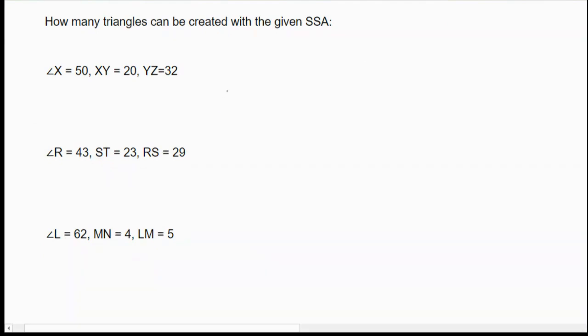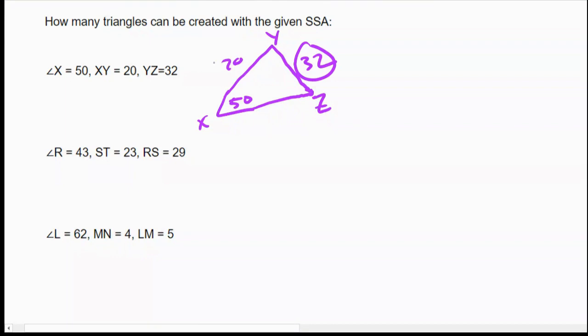First one here, I have an angle of 50. This is angle X. XY is 20, and YZ is 32. I don't even have to do any math here to see that there's going to be one triangle, because the opposite side is greater than the adjacent side. So I know for sure there's only going to be one triangle.